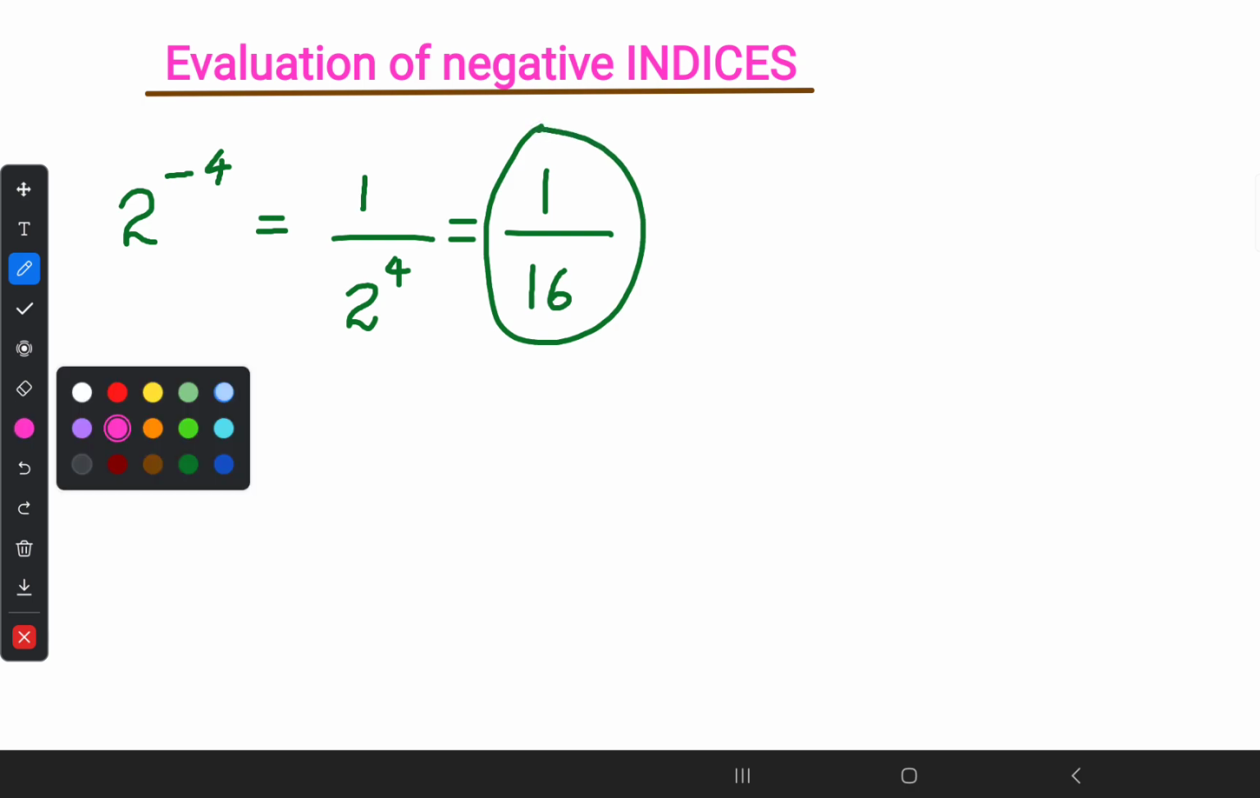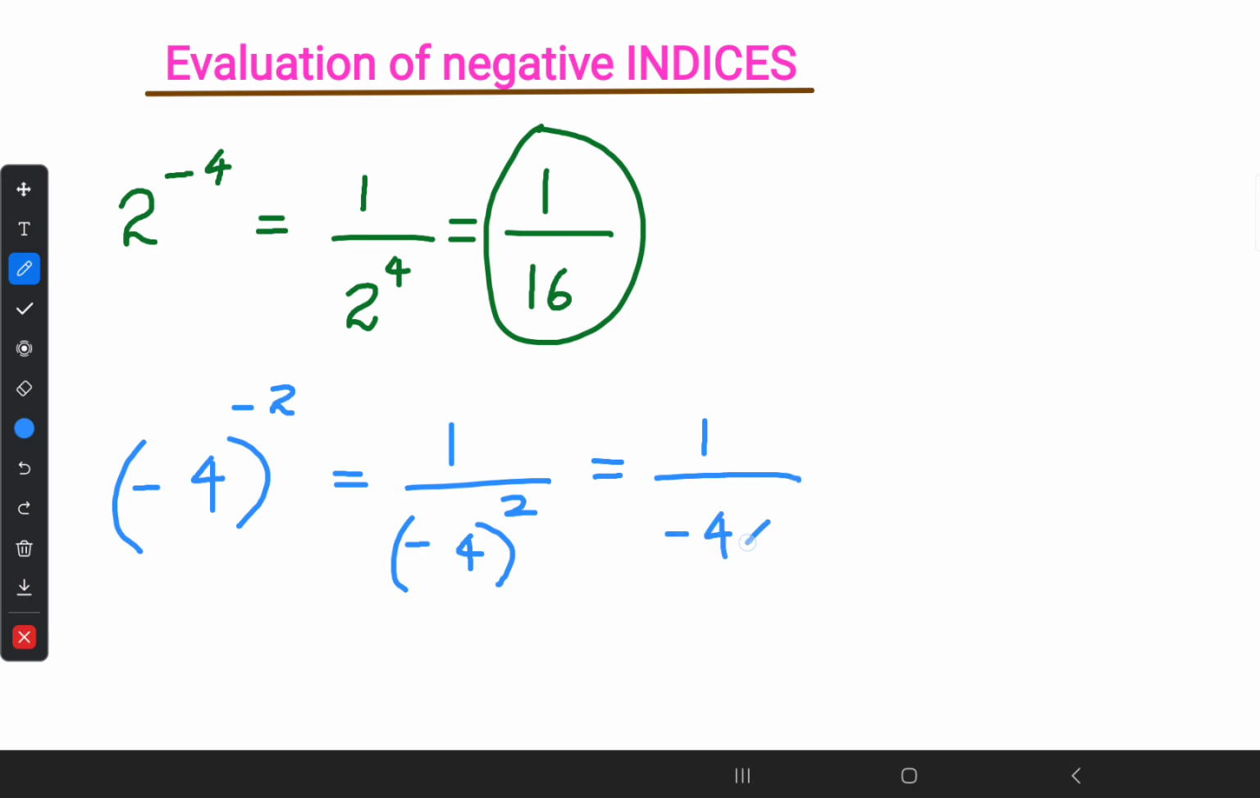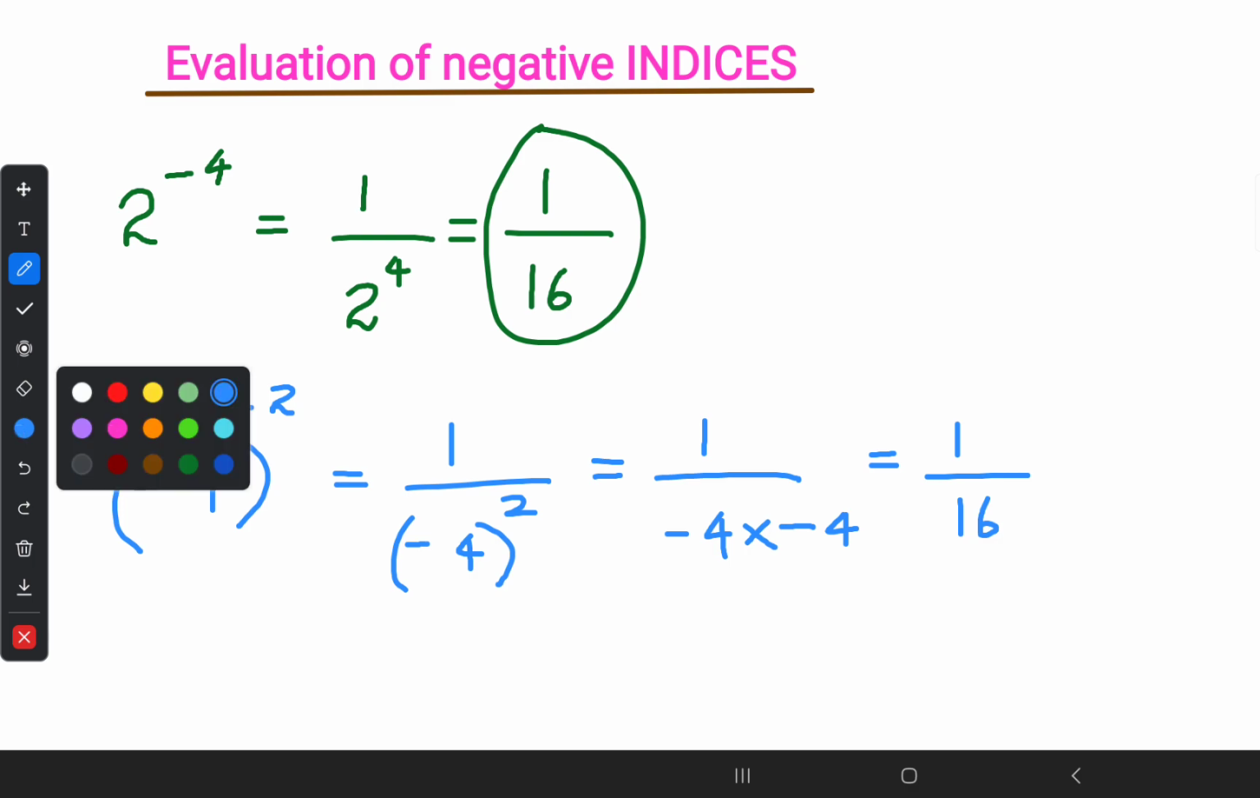In the next one, negative 4 with the power of negative 2. Okay. So that means negative 4 is the number. It has a negative power. So it will become 1 over negative 4 squared. There is no difference in the direction of the number. We are only converting the direction of the index. Thereafter, 1 over negative 4 with the power of 2. That means negative 4 into negative 4. It will become 1 over negative into negative, positive 16. This would be the expansion.